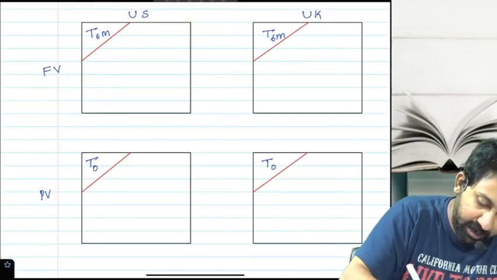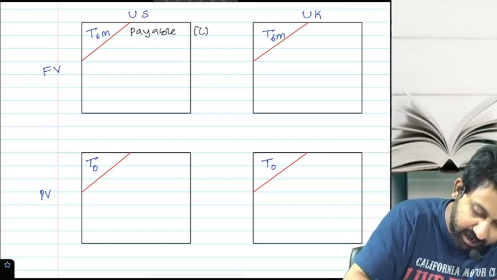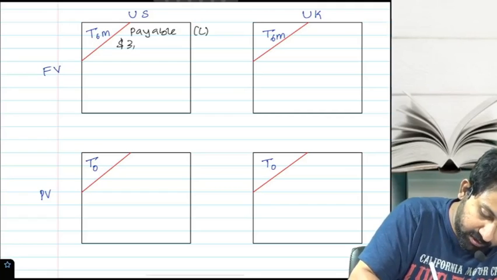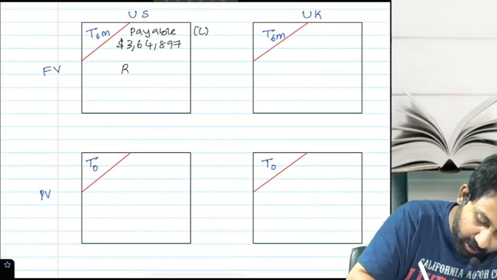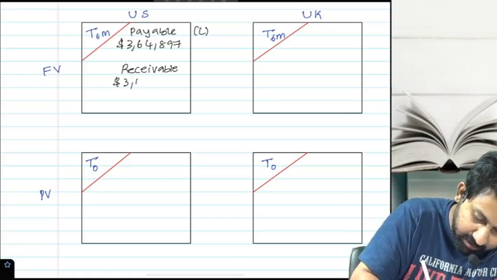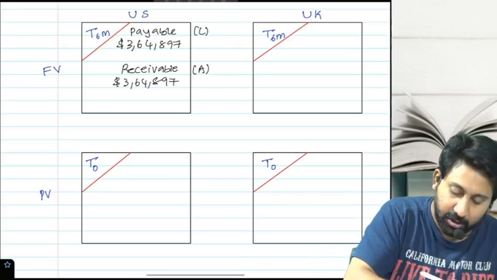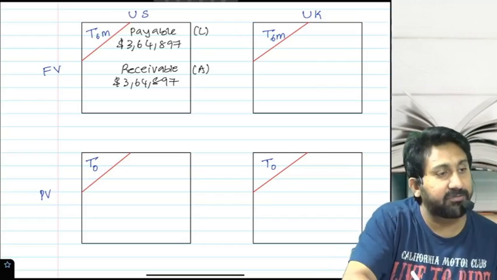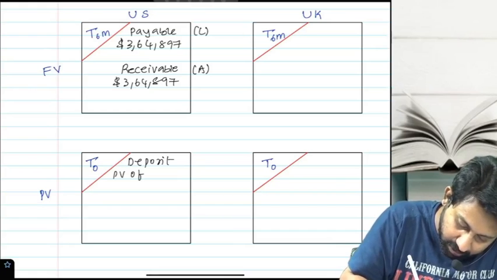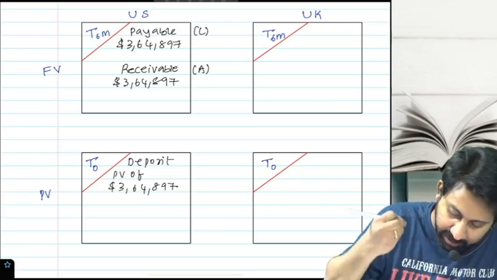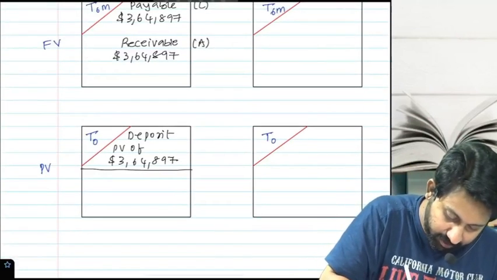So tell me now, one by one. We are going to have a payable exposure, which is called a liability. How much payable? Dollar 3,64,897. I need to create a counter receivable to this. How much? Same 364,897. Like this you need to write, then you will not commit mistakes. So we need to create an asset. To create a dollar asset, borrowing will create an asset, or deposit. So I need to deposit the present value of dollar 3,64,897.